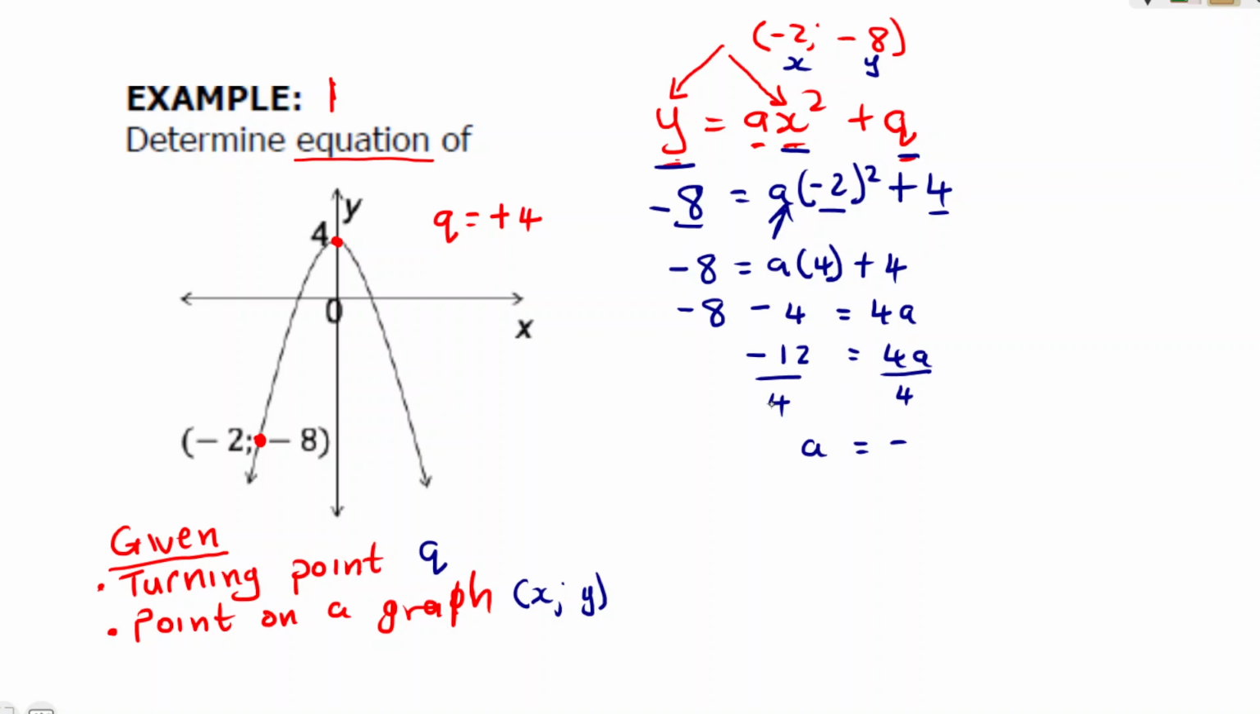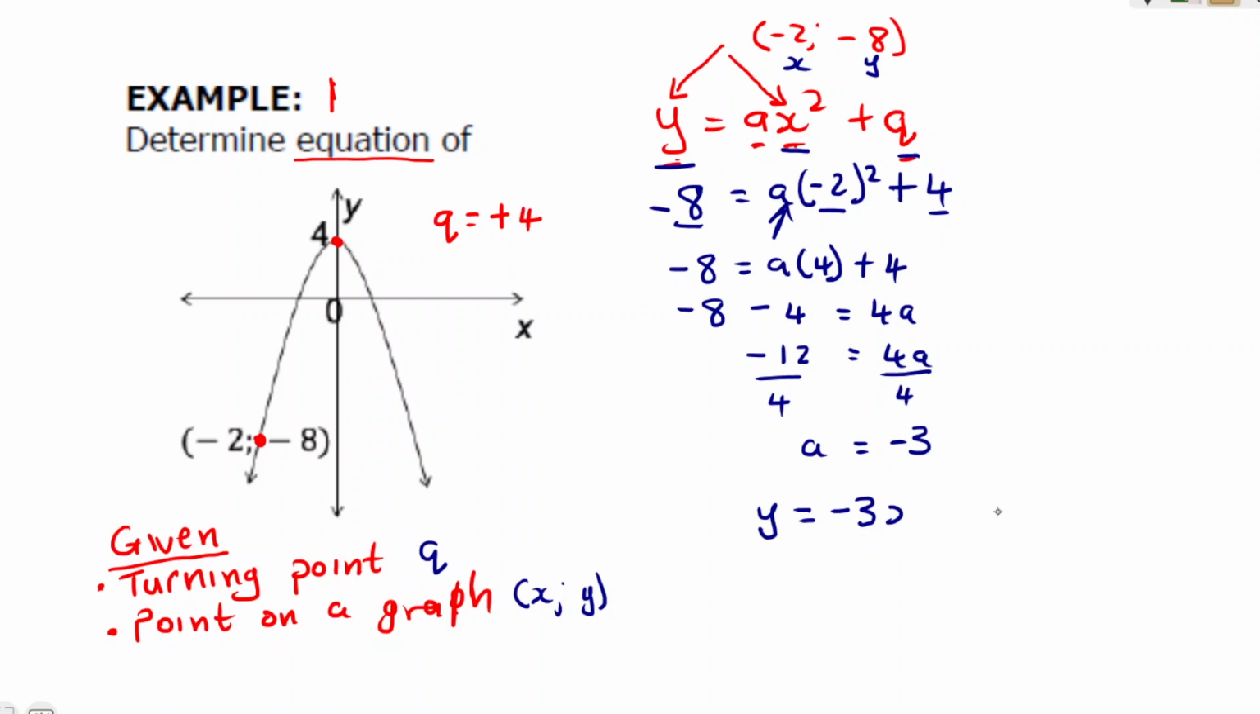Now let's go back to our equation and substitute for a. So we're going to say the equation is y equals -3x squared plus 4. So this is the equation of the parabola: y equals -3x squared plus 4. Yeah, I think my screen is a little bit freezing, so the words will be showing later on. Sorry for that. So this is the equation now. Y equals -3x squared plus 4.